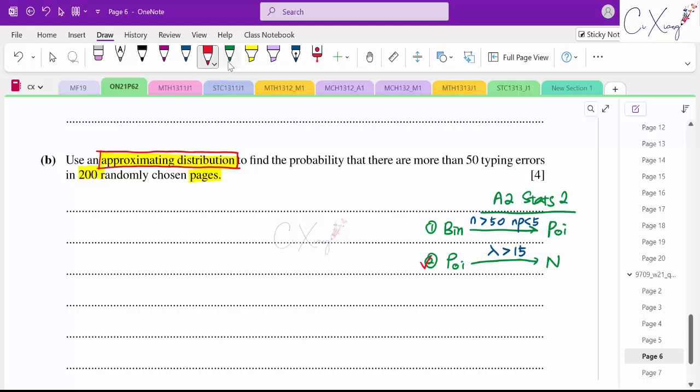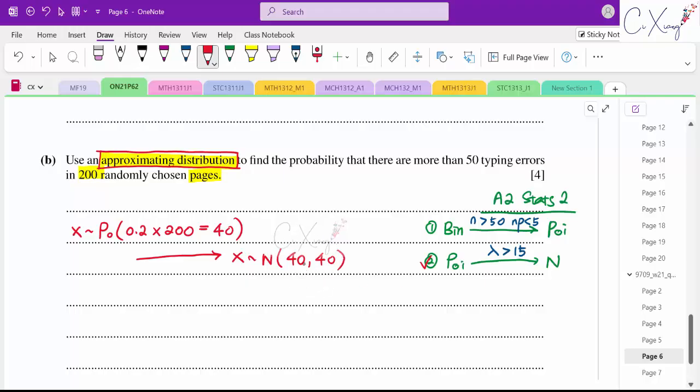So let's start. First of all, I'm having a Poisson distribution, and per page the typing error is 0.2. Now I'm having 200 pages, so I have to multiply 0.2 with 200, and this will give you an answer of 40. From here you can see lambda is already more than 15, right? 40 is much larger than 15. What you can do now is change it to become normal distribution. When you change it to normal distribution, the mean is 40, and the variance is also 40.